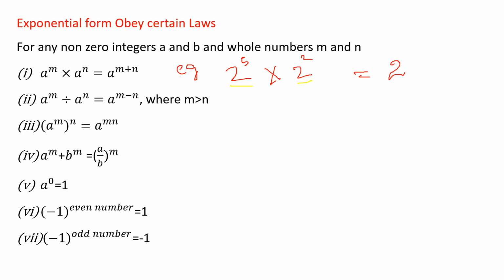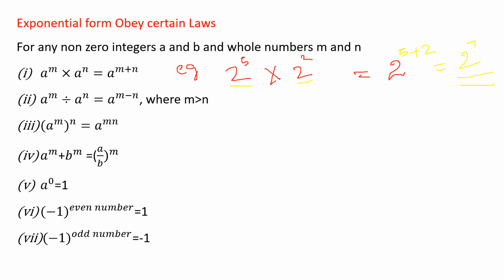2 power, m means the first one, 5, right? Then I can write 5 plus, what is n here? 2. So 5 plus 2. What is 5 plus 2? 7. So the answer is 2 power 7. This is how I'll apply the formula in the problems. Is it clear, children? So what is the first formula?